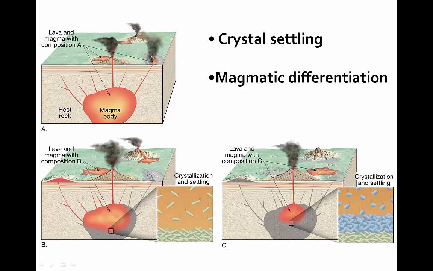So these two terms, crystal settling and magmatic differentiation, are really happening at the same time. So if you took a magma and you started to cool it, some of those crystals are going to solidify before others. And if those are then removed, you're left with a different kind of magma. So crystal settling is the process by which some minerals are removed from the magma. Magmatic differentiation is really the opposite. It's the molten material being moved to a different place. But both of these are happening at the same time.